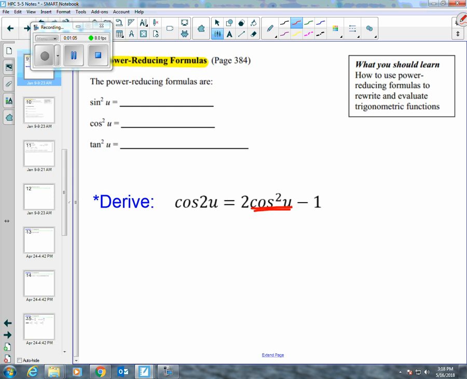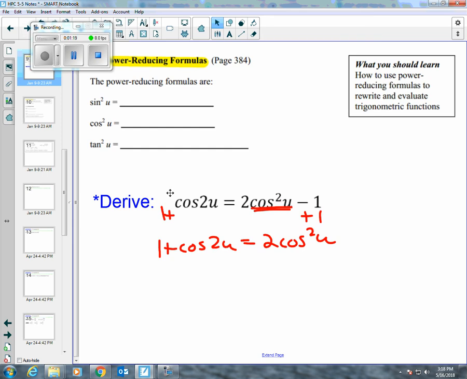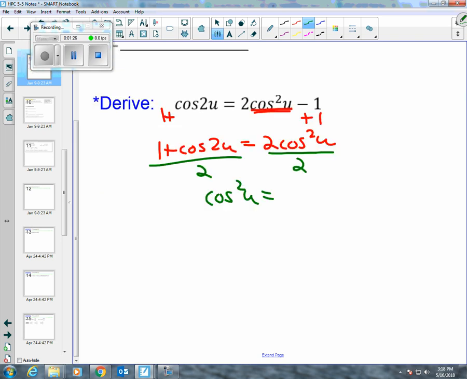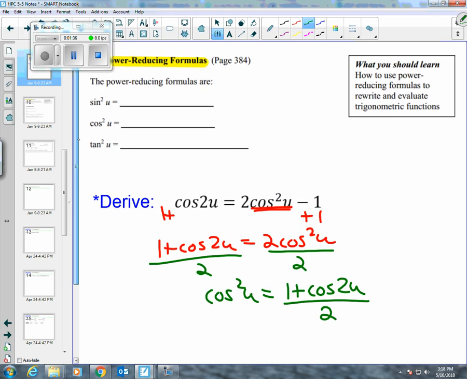So I'm going to solve this equation for cosine squared of u. I'm going to add the 1, get that on the other side. So we have 1 plus cosine of 2u equals 2 cosine squared of u. And then to undo that times 2, I'm going to divide by 2. And I'm going to have my equation solved for the cosine squared of u. What that's allowing me to do is solve this relationship for the angle that's half as big. We're on our way towards getting these half angle formulas. So cosine squared of u is 1 plus cosine of 2u over 2.